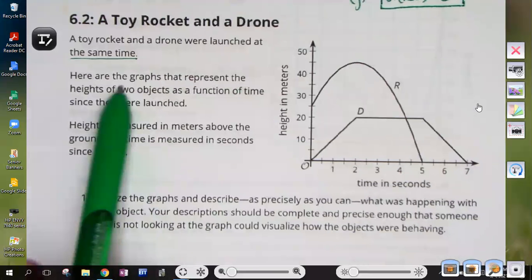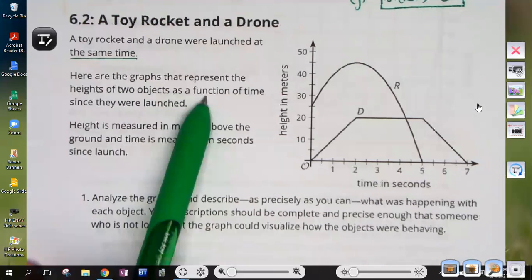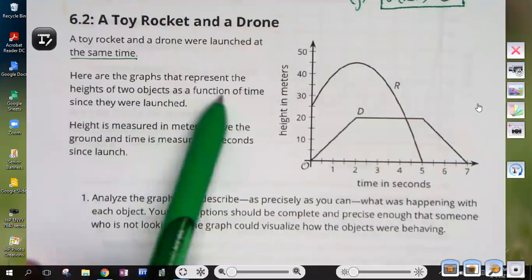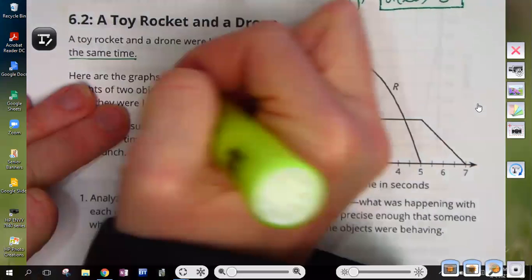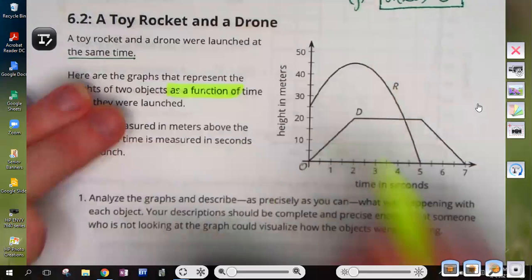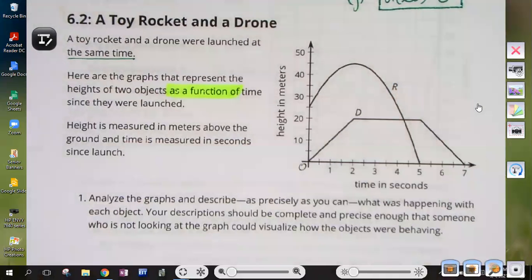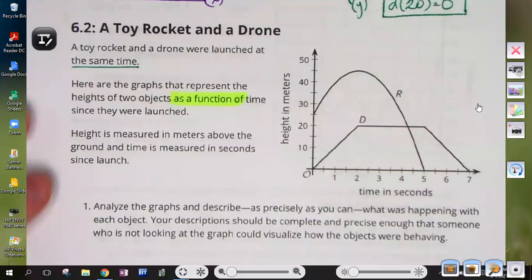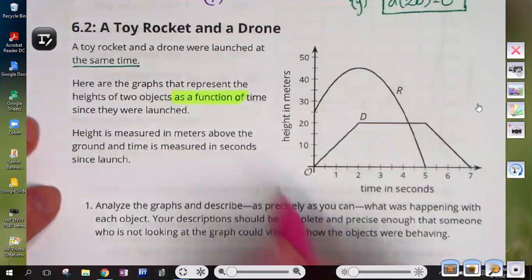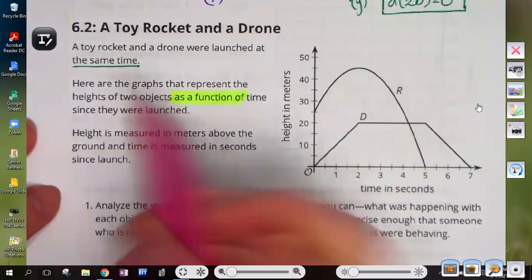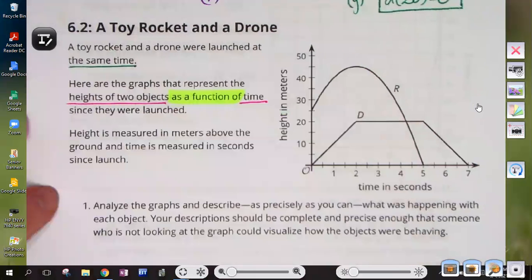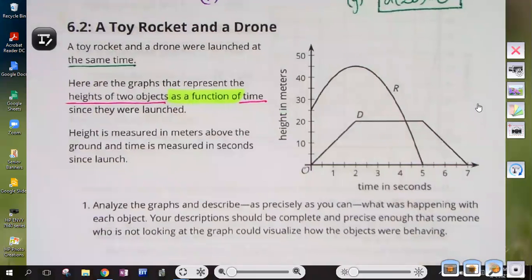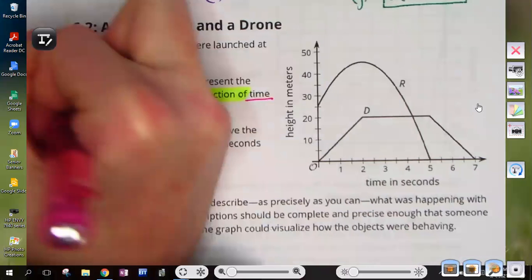Here are the graphs that represent the heights of two objects as a function of time. Okay, since they were launched. There's that little phrase, as a function of. So what are our two variables? The object and time. Okay, what about the objects? The heights of the two objects and time. So between those two, which one is my output? The height, good.